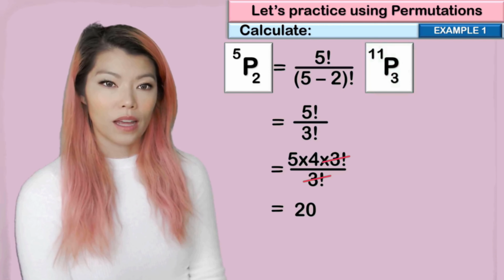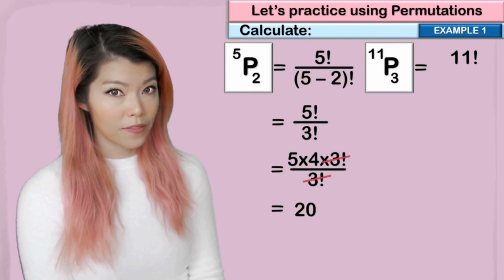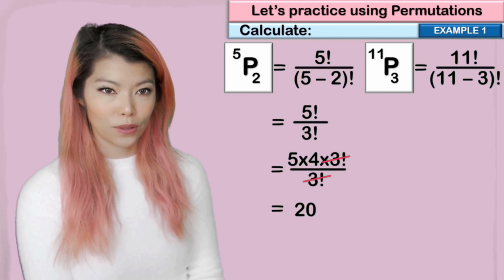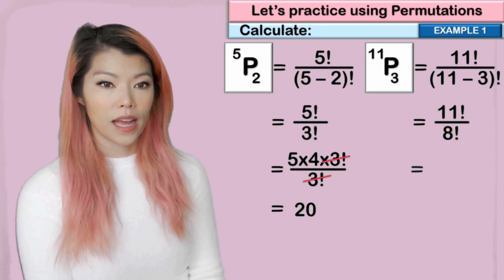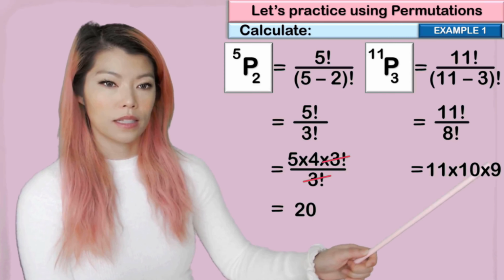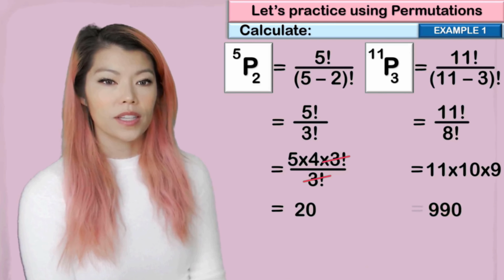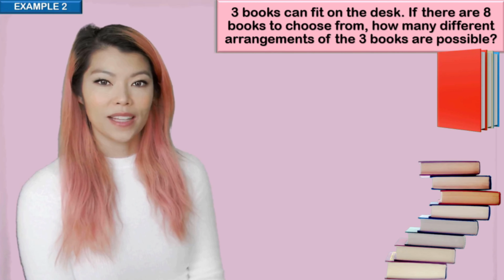Let's do another one, 11P3. So we would write 11 factorial over 11 minus 3 factorial. 11 minus 3 is 8. And now we can cancel out the 8 factorial from both of them, and we're left with 11 times 10 times 9, which is 990.